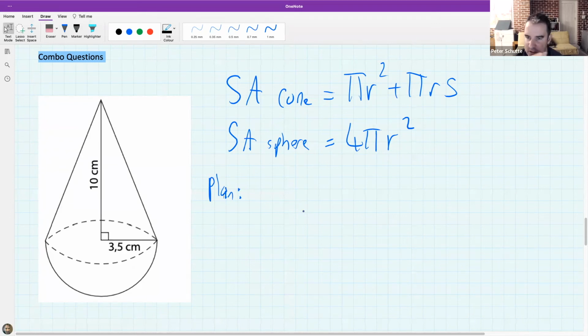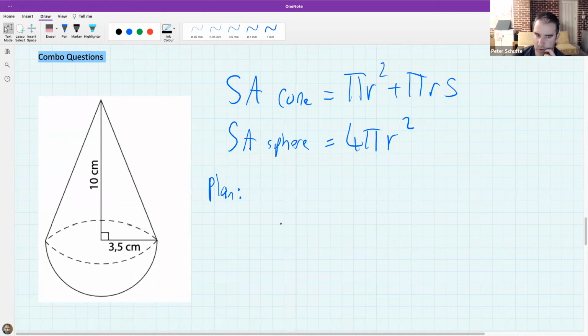Okay, so Shane has put his plan in the chat, and I'm going to read it out because I think he's onto something here. Calculate the slant height to figure out the cone surface area. Then calculate the sphere surface area and divide it by 2, and then add them together. I like what you're doing with that.